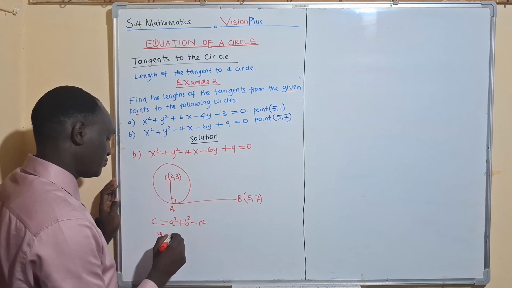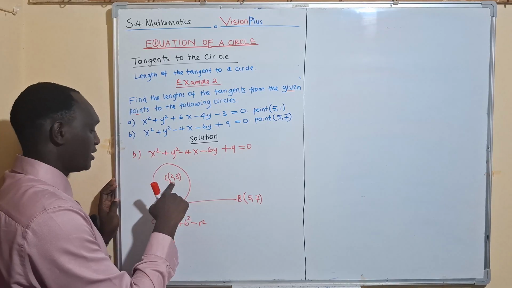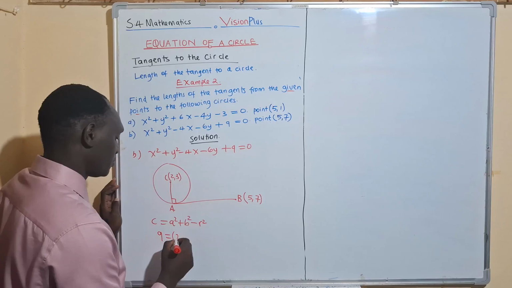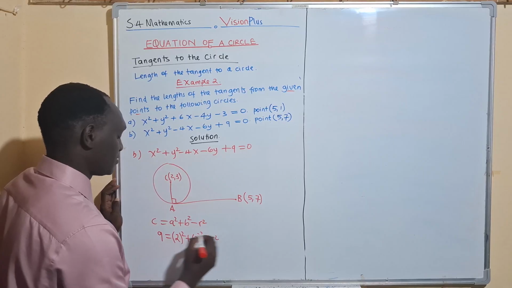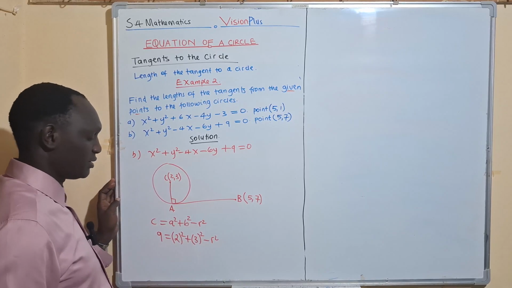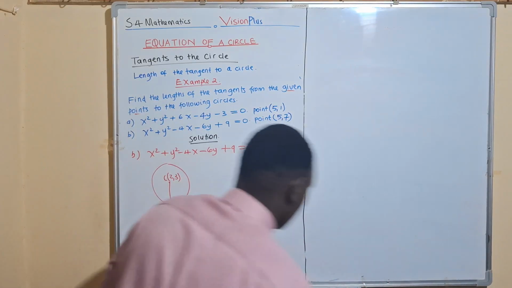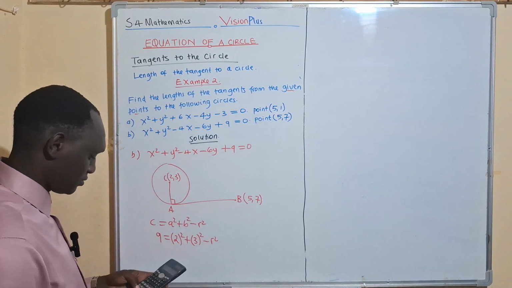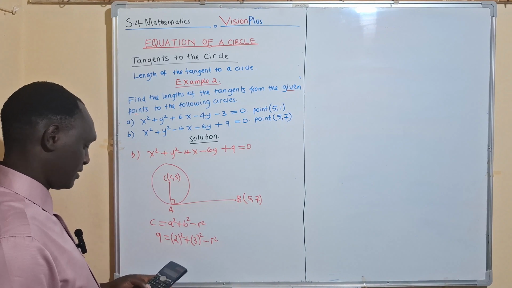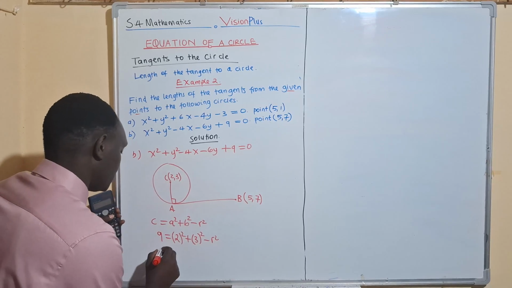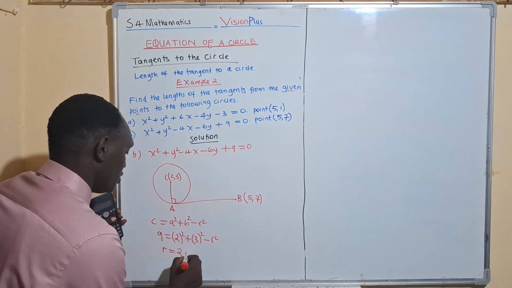Therefore, 9 equals to, what is A? A and B are coordinates of the center. So we shall have here 2 squared plus 3 squared minus R squared. And then we look for R. So we make R the subject. 2 squared plus 3 squared minus 9. So my R is 2 units. So now the radius here is 2 units.